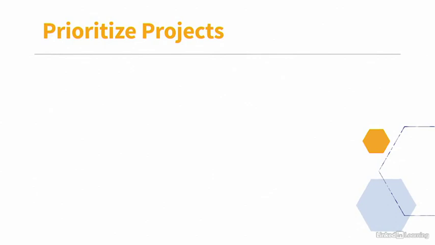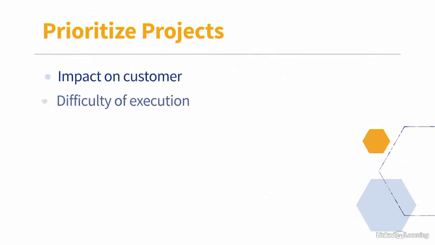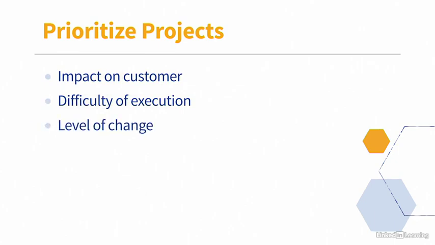Other considerations for prioritizing include the project's impact on customers, the degree of difficulty in executing the project, and the level of change or cultural acceptance by the organization. Start using these checklists to identify, screen, and prioritize projects for Six Sigma.